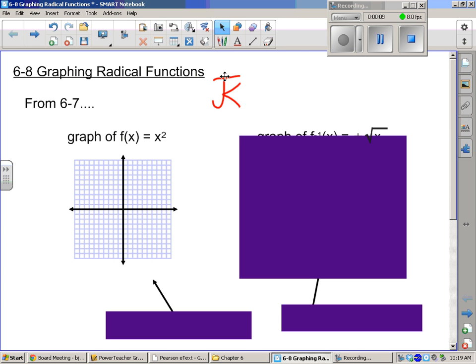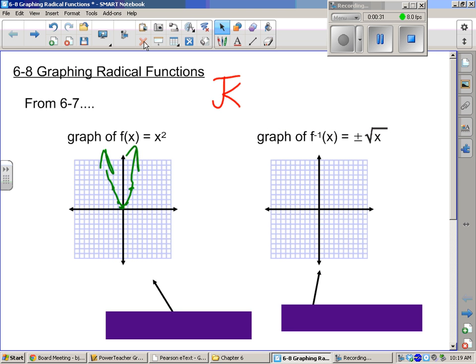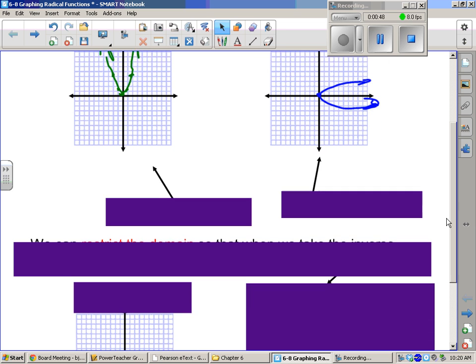Alright, so this very first slide that we're going to do, you actually don't need to write any of this down, but I do want you to listen to the explanation. So hopefully you remember that the graph of a parabola, or of an x squared, is a parabola, and it would look like this. And then in 6, 7, we started talking about inverses. And if you were to find the inverse of y equals x squared, it would actually be plus and minus the square root of x. And when you do that for a graph, you would switch all of the x's and the y's. So you end up with that sideways parabola. So we should know that already.